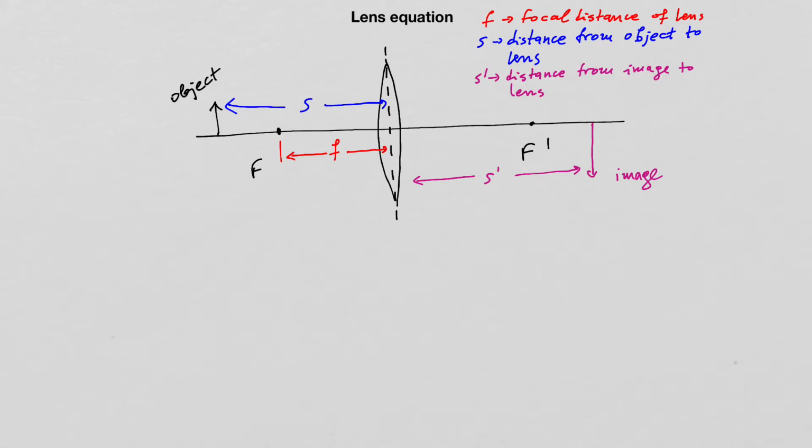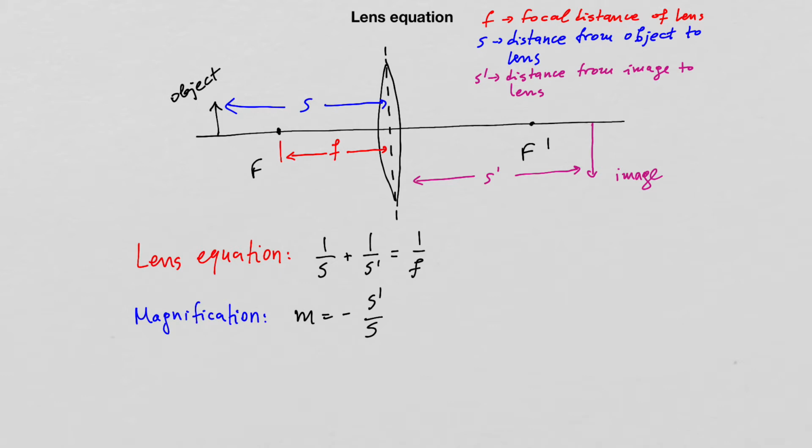Then in terms of those parameters, the lens equation reads that 1 over the object distance to the lens plus 1 over the image distance to the lens is equal to 1 divided by the focal distance of the lens. The magnification of the lens, M, is given as minus the ratio of the image distance to the lens and the object distance to the lens.